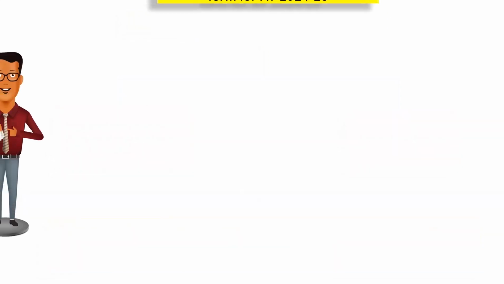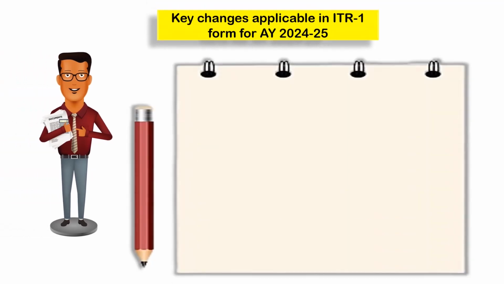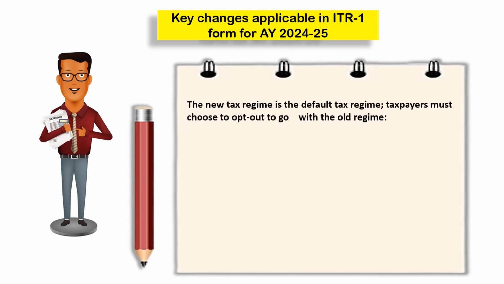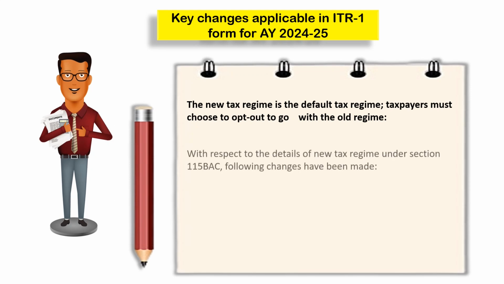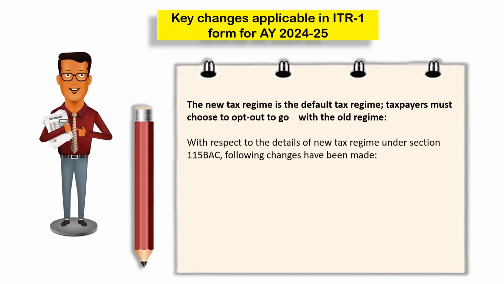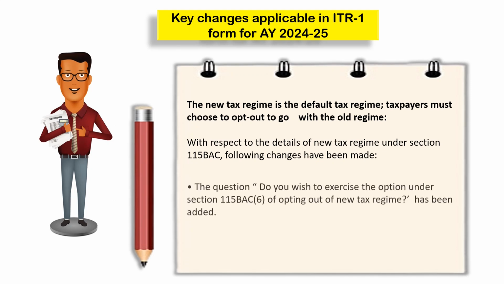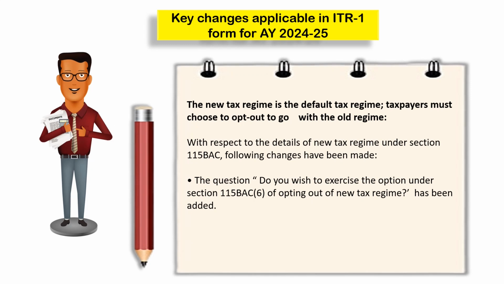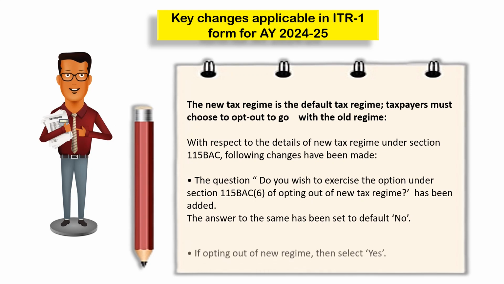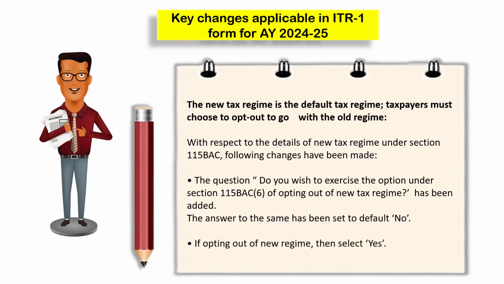Let us first see the key changes which are applicable in Form ITR 1 from assessment year 24-25. Please note, the new tax regime is the default tax regime from assessment year 24-25. If you wish to opt for old tax regime, you are required to opt out of the new tax regime. Therefore, a question, do you wish to exercise the option under section 115BAC subsection 6 of opting out of new tax regime, has been added? The answer to this question has been set to default as no. If you are opting out of new tax regime, you are required to select yes.